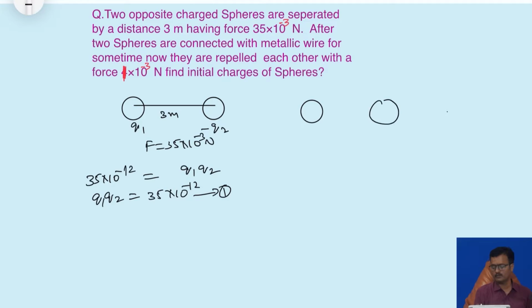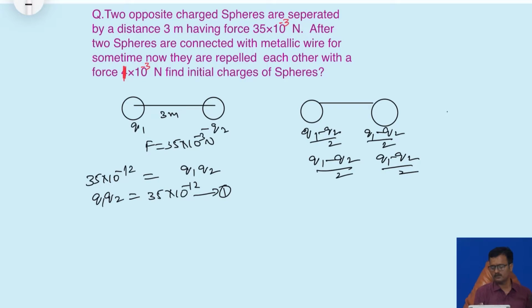Now the two charged bodies are connected with a metallic wire. So charge flows from one body to the other body until they get equal charges. So what is the total charge previously? That is q1 plus minus q2, that is q1 minus q2. So this total charge is shared by both, so each gets (q1 minus q2) by 2, the other one is also (q1 minus q2) by 2.